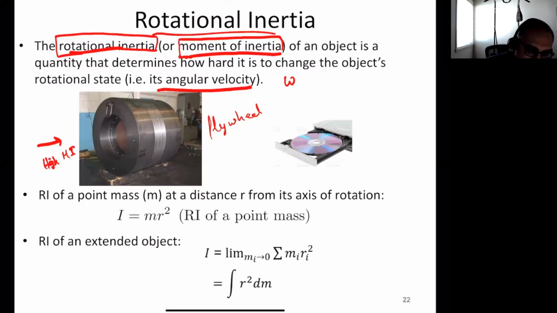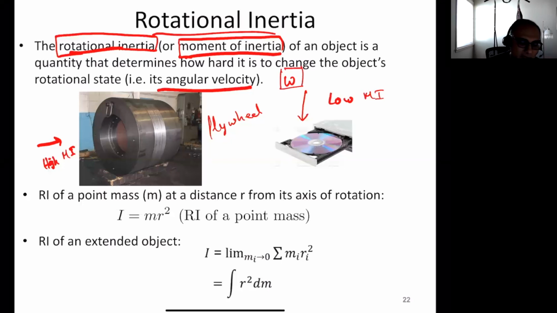Whereas just imagine this little disk over here in its disk drive. So if this is spinning, even if it's spinning very rapidly, you can very easily get it to stop. Just put your finger on it and it'll stop. And also, if you want to spin it up, you can do that with your finger too. Just give it a few pushes and it'll start spinning pretty fast, right? So this has a low moment of inertia. That makes sense? So moment of inertia is a quantity which determines how hard it is to change the omega of an object. And it's completely analogous to inertia that we learned in chapter 4.